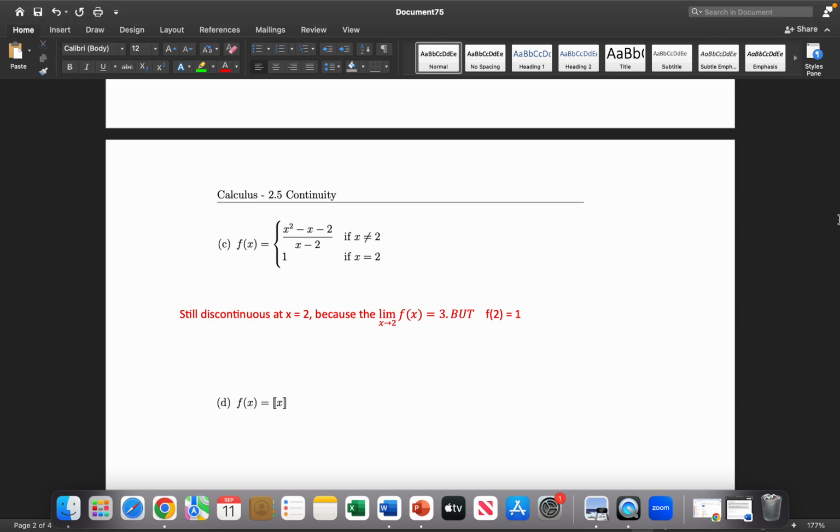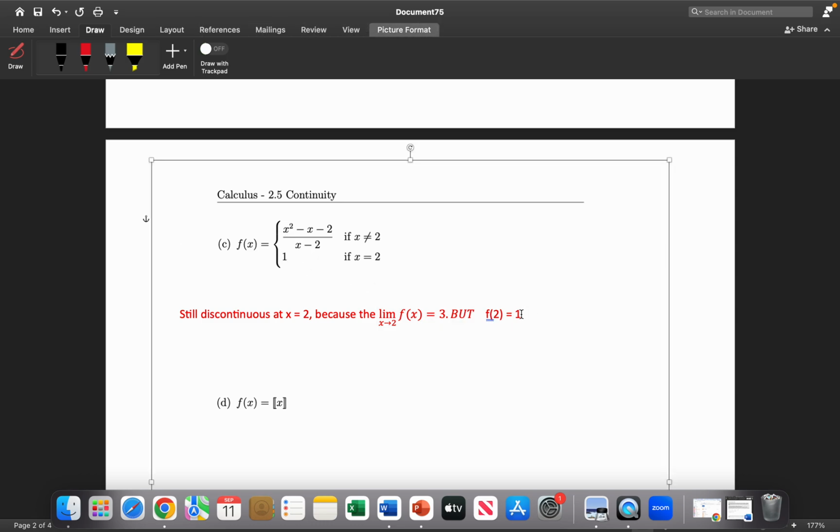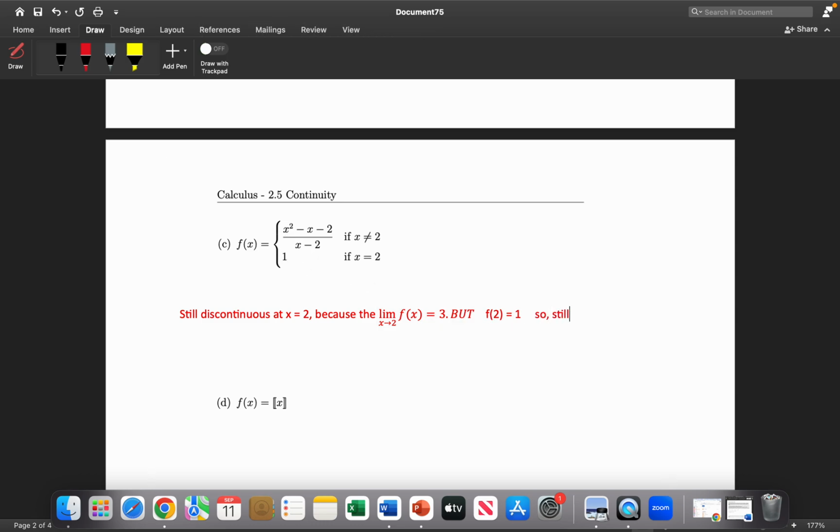Now I could change that and I could say, okay, well, what if I made that instead of 1, if I made that 3? Basically, if I made this part right here into a 3, then yeah, we'd be fine because the limits are the same as f of 2. We're just plugging that hole. But unfortunately, it doesn't say 3, it says 1. So still discontinuous at x equals 2.